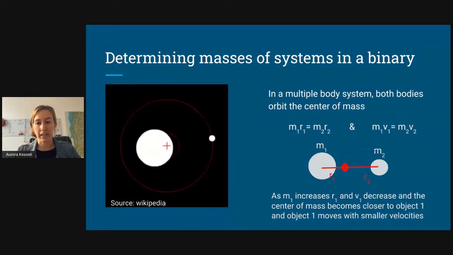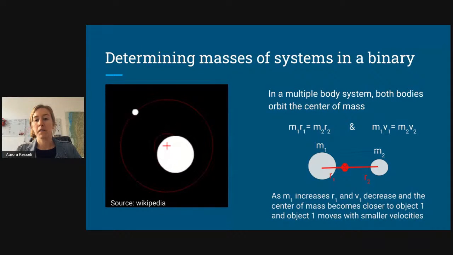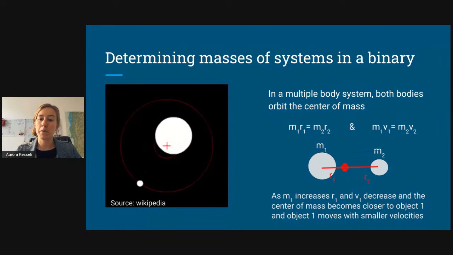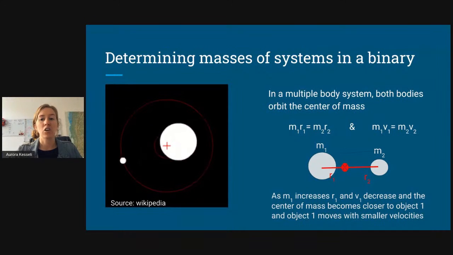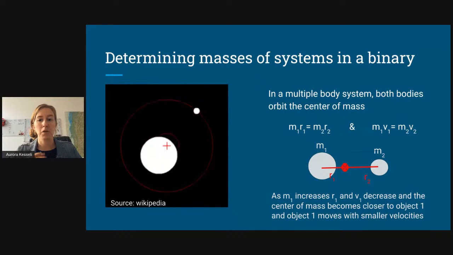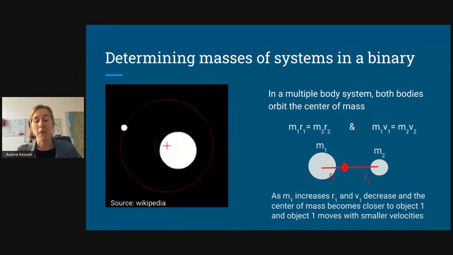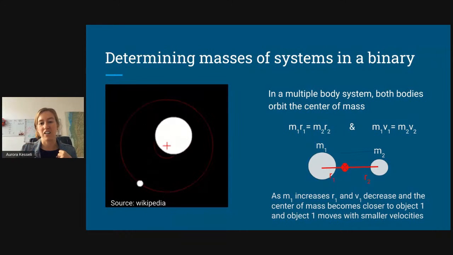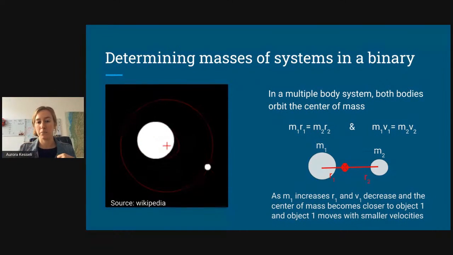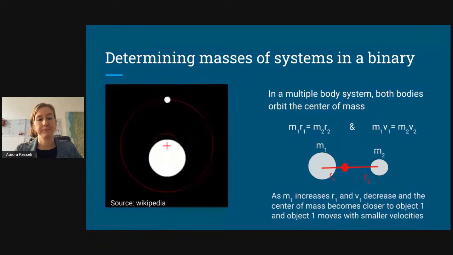So in exoplanet systems, even though the central star is orbiting the center of mass, the center of mass is very close to the center of the star. And so the velocities are very small compared to the velocity of the planet. In a binary star system, we get more equal masses and velocities. And so it's much easier to resolve both of the velocity components in a binary star system.